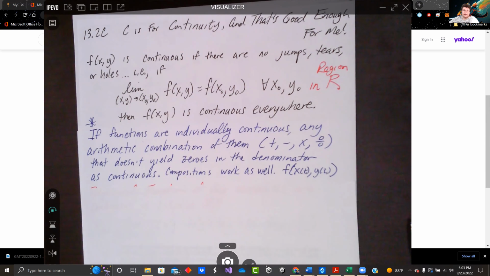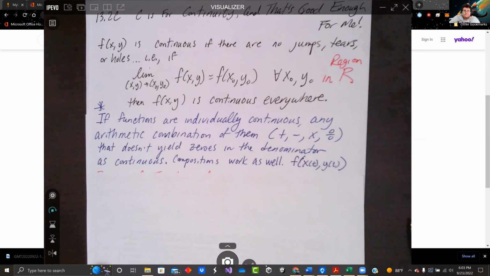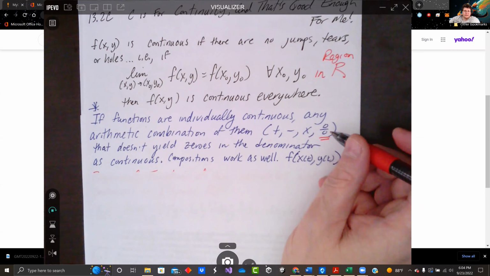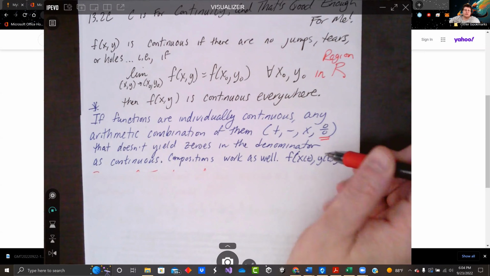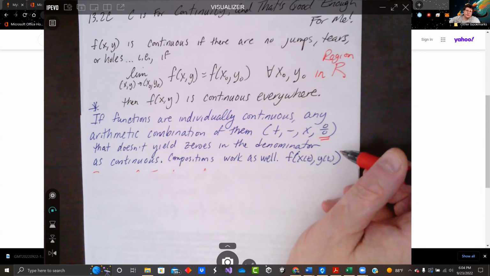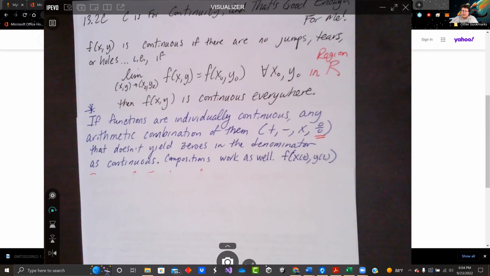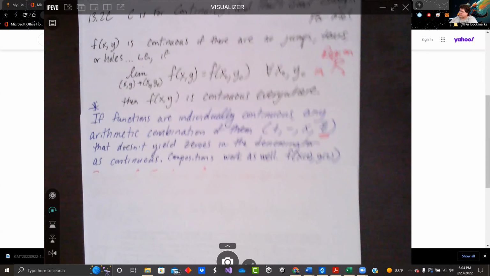Like we had when we were working with single variable functions, if the functions are individually continuous, then any arithmetic combination of them or composition of them works as well. But keep in mind that if the denominator goes to 0, then it has a problem. So division can be tricky, but addition, subtraction, and a product of two continuous functions results in a continuous function. Compositions of functions are continuous if the original functions are continuous. Just pay attention when you do division. We don't want the denominator to equal 0, because that results in f of x y being undefined.